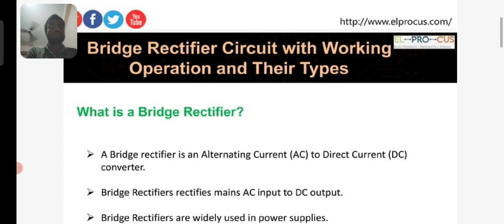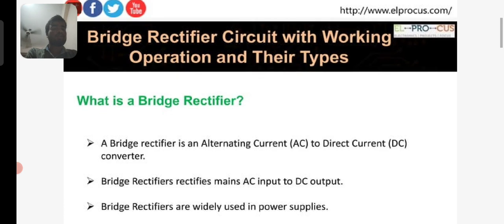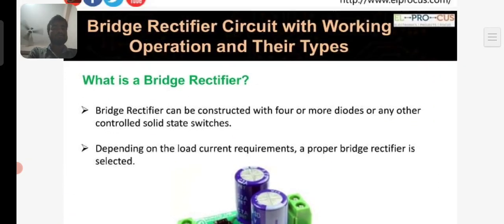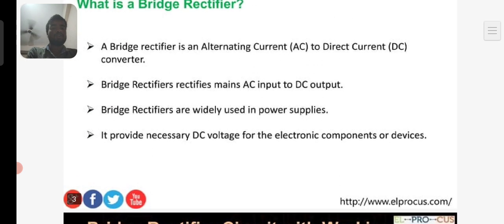What is a bridge rectifier? A bridge rectifier is an alternating current (AC) to direct current (DC) converter. A bridge rectifier means AC input to DC output. A bridge rectifier is widely used in power supplies. It provides the necessary DC voltage for the electronic components or devices.